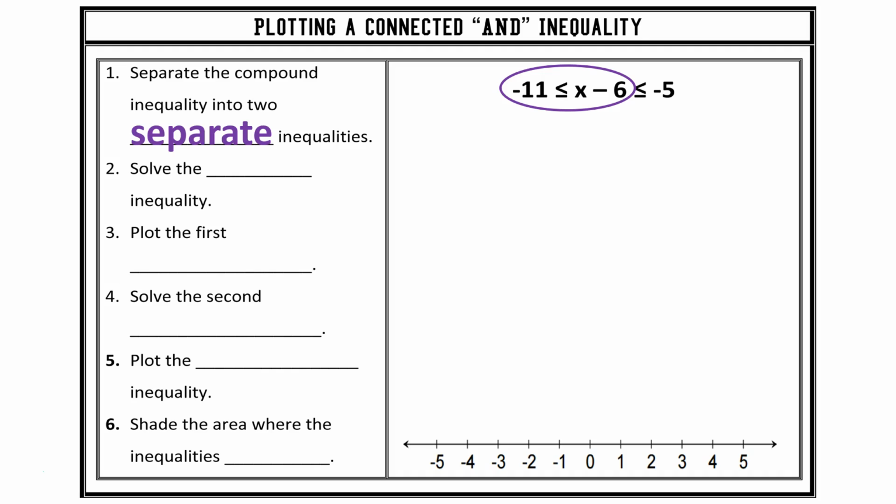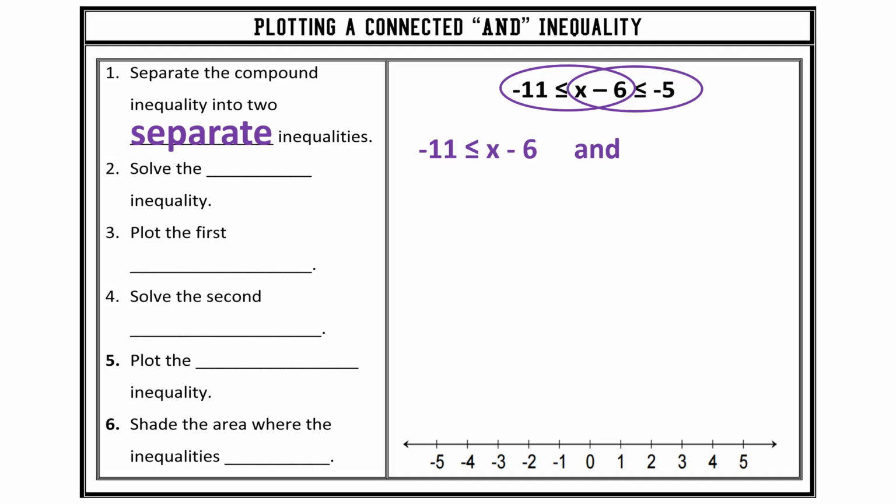You go from one side all the way to the second inequality, so the second inequality symbol. So that's one inequality. Negative 11 is less than or equal to x minus 6. We do the opposite from the other side.